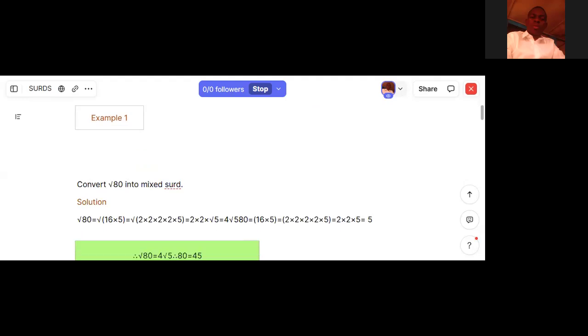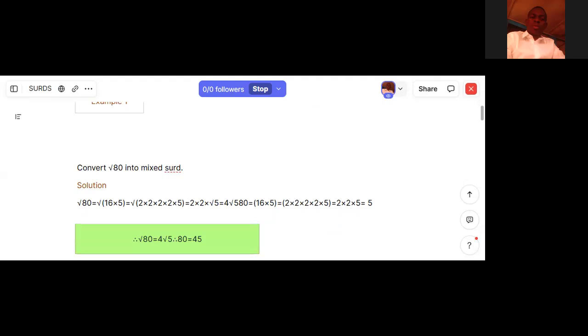We also have examples. Convert root 80 into mixed surd, or simplify to a simpler expression. So root 80, you are going to split 80 into a product of prime factors, to give you 2 times 2 times 2 times 2 times 5. So we take 2 times 2 times 2 times 2, which is 16, the square root of which is 4. So you have 4 and root 5, 4 root 5.